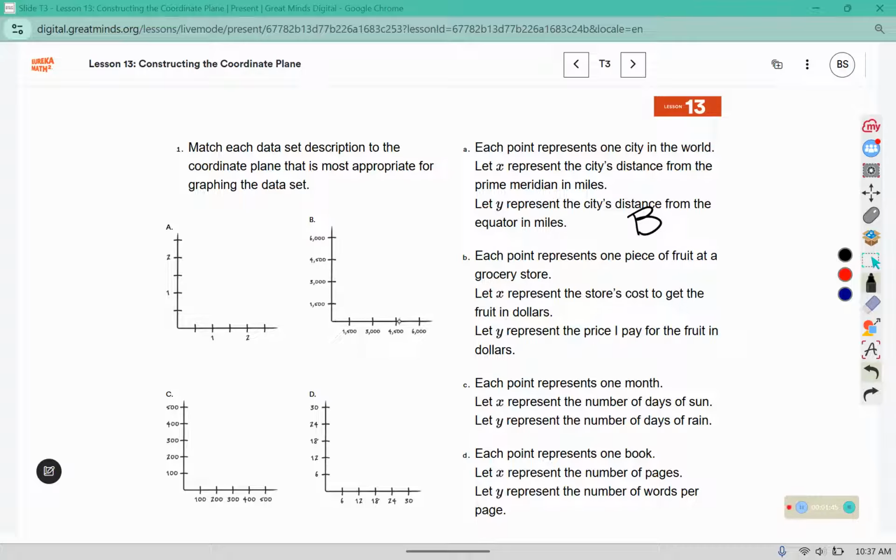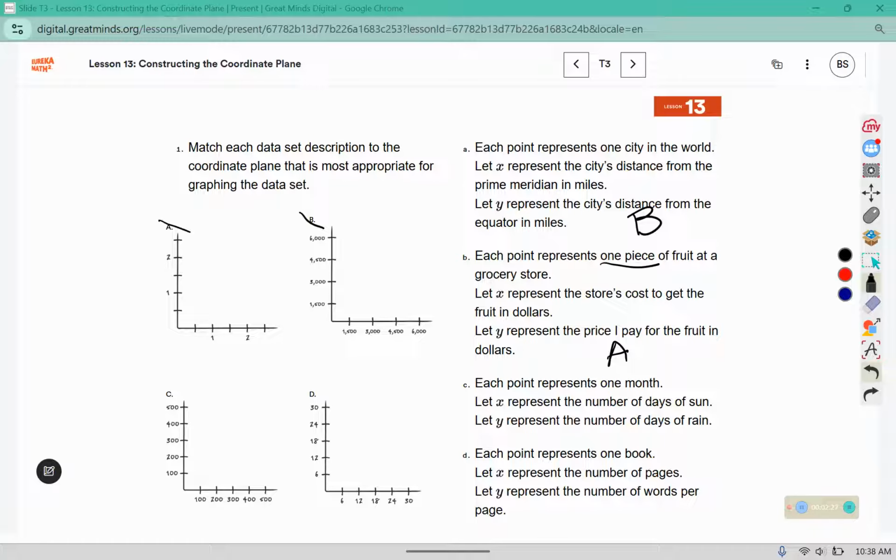We have a distance of 0 to a little bit over 6,000 miles. Each point represents one piece of fruit at the grocery store. Let X represent the store's cost to get the fruit in dollars, and let Y represent the price I pay for the fruit in dollars. Do we expect fruit to cost $500, $30, or around $2? If we're only buying one piece of fruit, it's likely going to cost approximately $2.